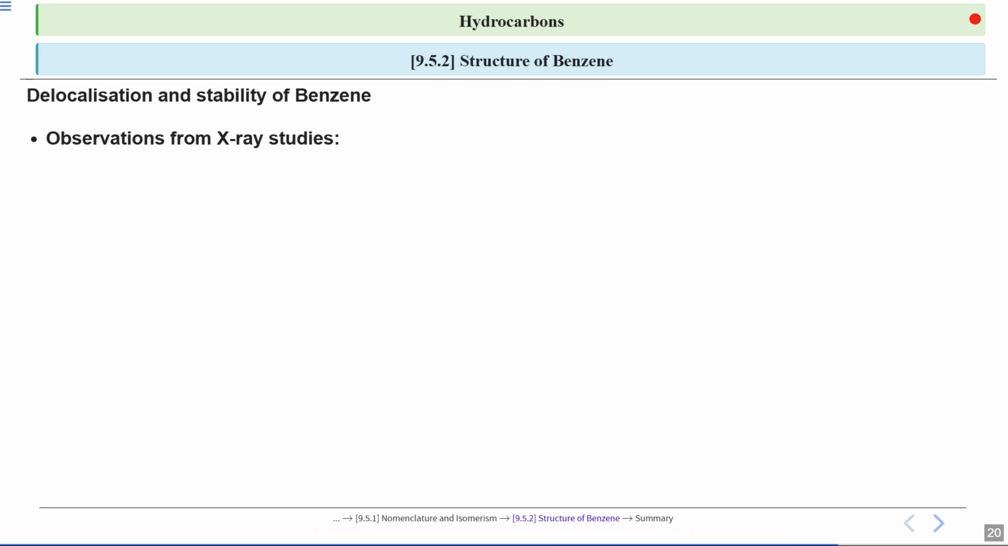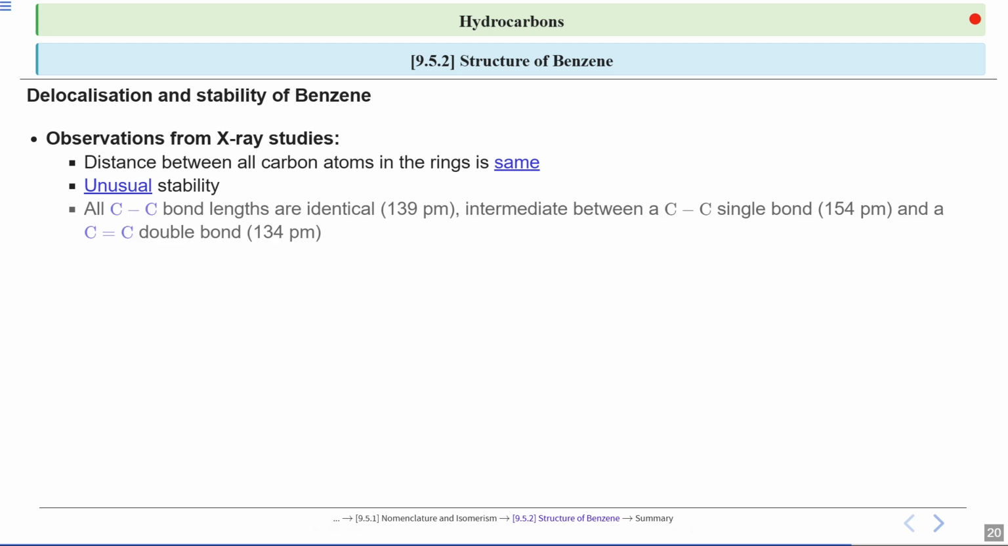Now moving on further, it was seen that the distance between all carbon atoms in the ring was the same. It is very important to remember that since the type of bonding is the same, they all form sigma bonds with their neighboring carbon, and they all do the sidewise overlap with both the carbons present on either side. That results in the same bond length, that means the same distance between the two carbon atoms in a benzene ring. Next, it also gives unusual stability because the electrons are delocalized over a large plane, and this extra stability is called aromatic stability and is a result of the unique bonding structure.